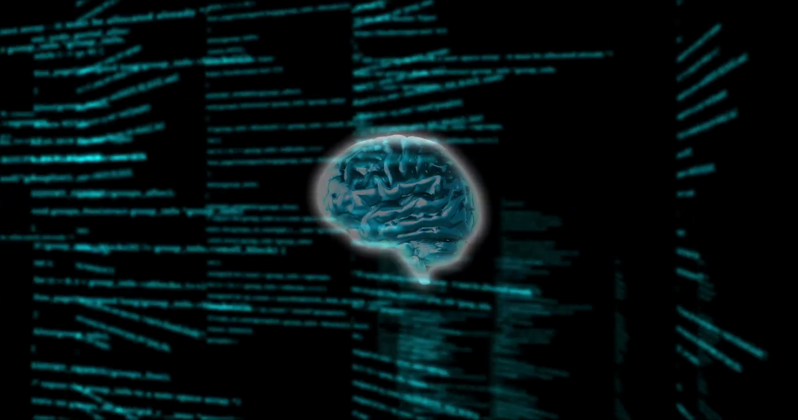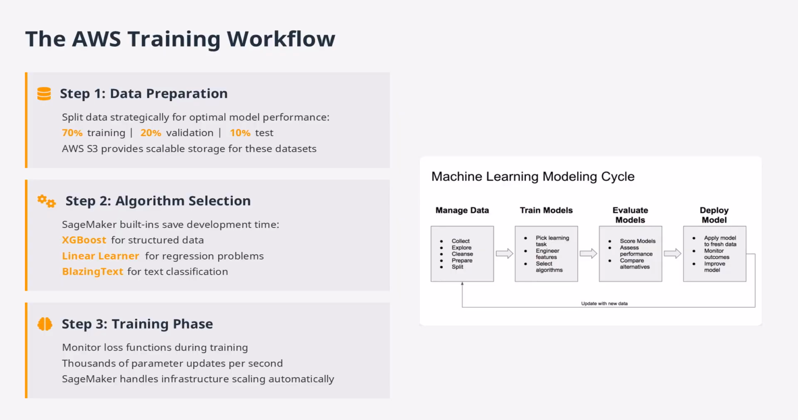Step 3, the training phase. Feed your training data to the algorithm. Watch those loss functions drop like a stone. This is where the magic happens. Your model updates internal parameters thousands of times per second.